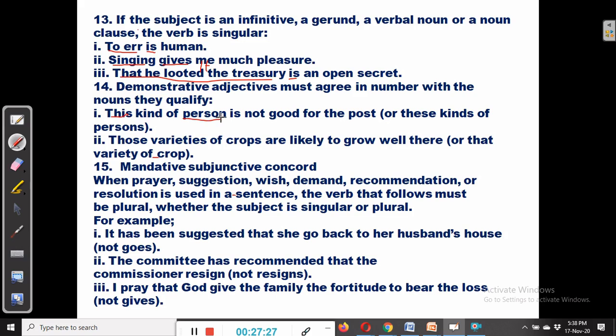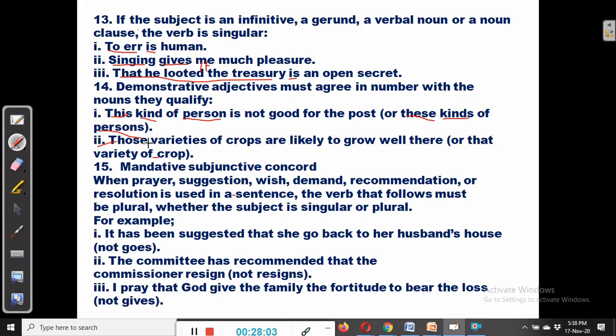Now, if "person" changes to "persons", "this" must change to "these". The plural of "this" is "these". And so we say these kinds of persons. So we are saying that demonstrative adjectives must agree in number with the nouns they qualify. "This" is a demonstrative adjective, and it qualifies "kind" and "person".